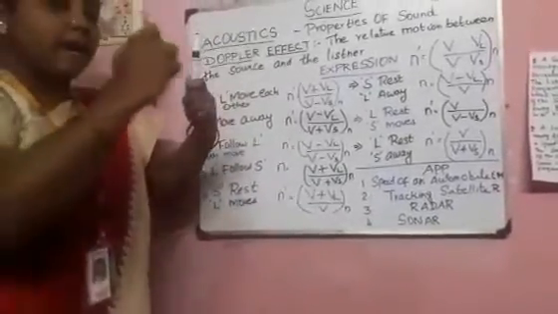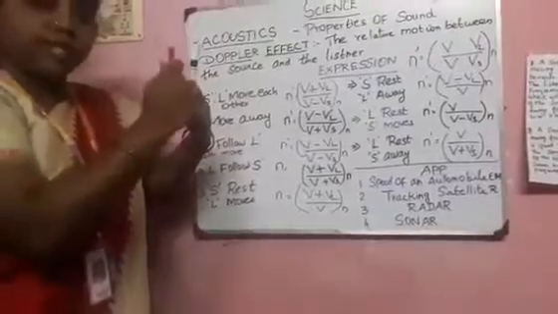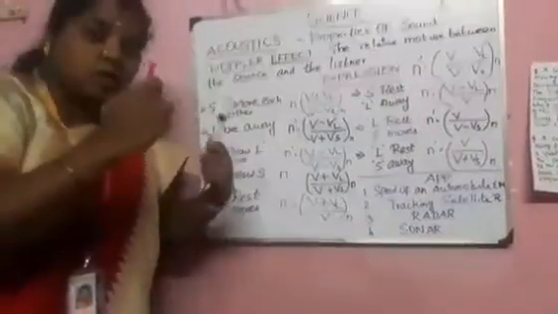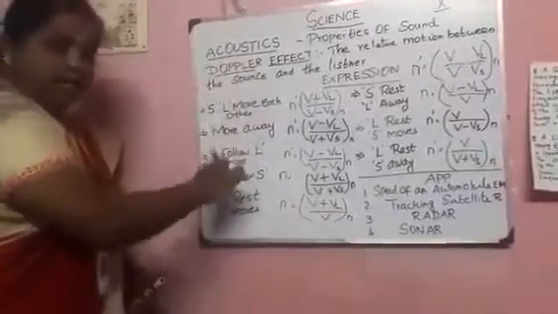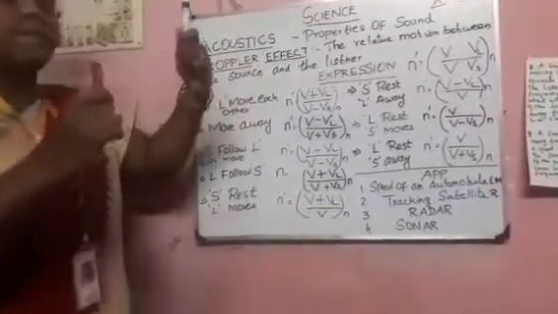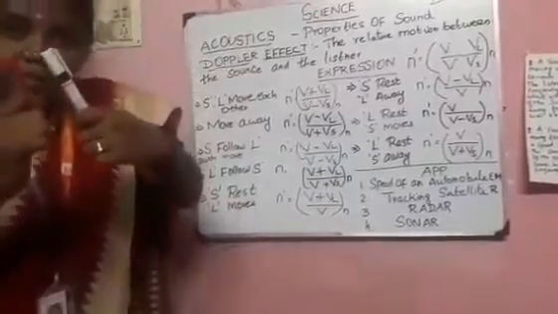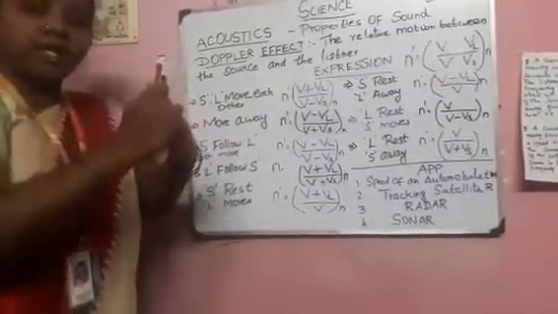And next one, listener follows source. Again, the listener comes close. If the listener moves close, it should be plus. Again the source also moves, so it is also plus. So the 4th thing, both move together. If the source moves close, it means minus. If the listener moves close, it means plus, okay.